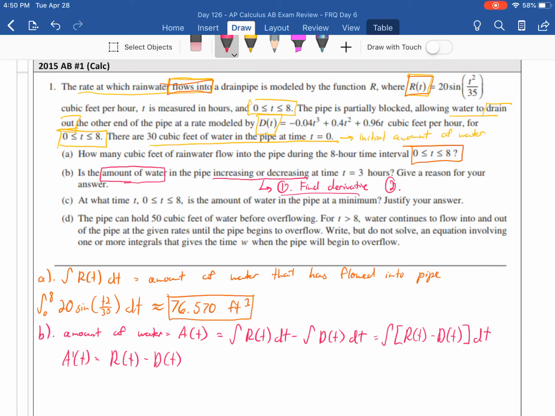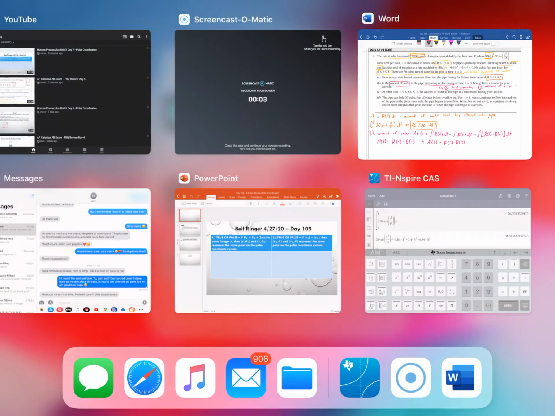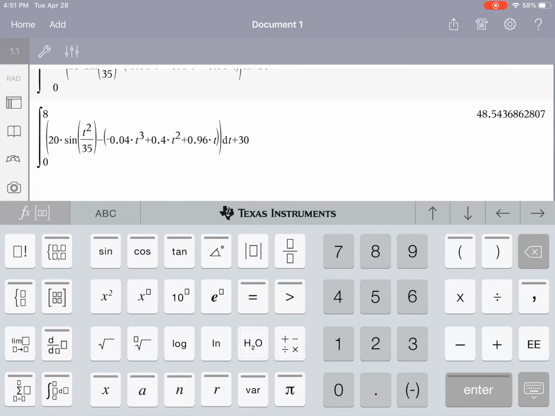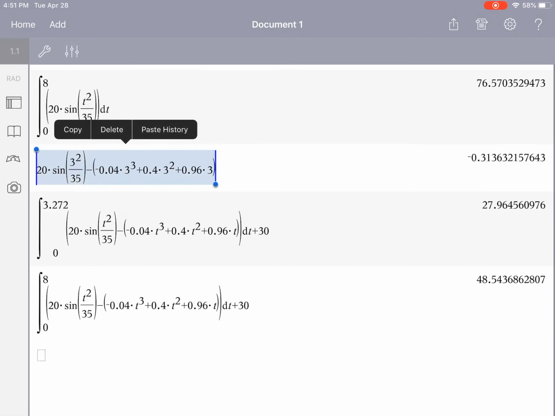So determine if positive or negative. So that's what we're going to do. We're going to determine if it's positive or negative at 3. So a prime of 3 would mean we would have to do r of 3 minus d of 3. So r of 3 minus d of 3. So once again, I already did this up here. So there you go. So we plug in 3 for r of t, and then we subtract that by plugging in 3 for d of t.